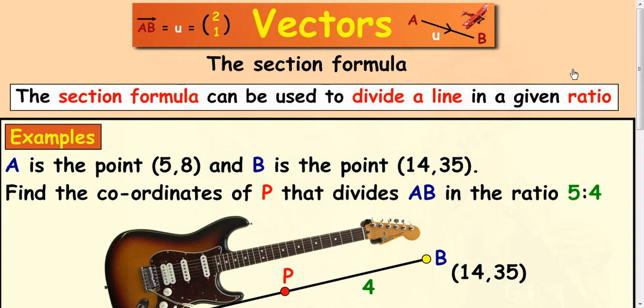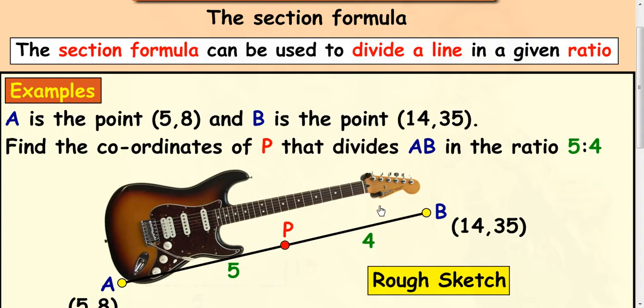In this lesson we're going to look at what's called the section formula. Now here it says the section formula can be used to divide a line in a given ratio. So if we've got a line in a coordinate grid and we're wanting to find the midpoint, that's easy enough. You add the x coordinates and half them, add the y coordinates and half them. But if the point is not exactly halfway, then we need a way to find out what that coordinate is. And this is a way to do it.